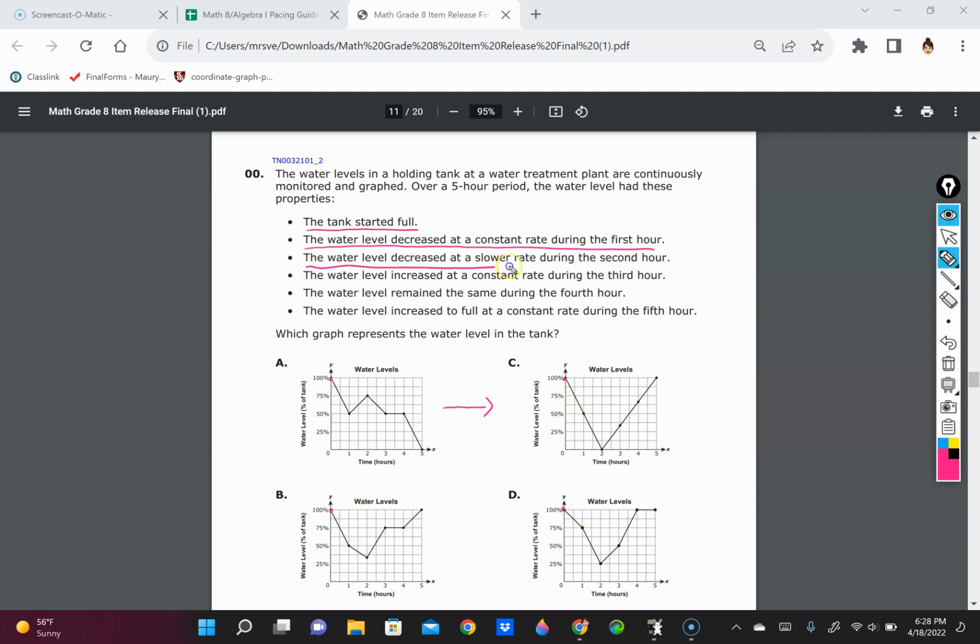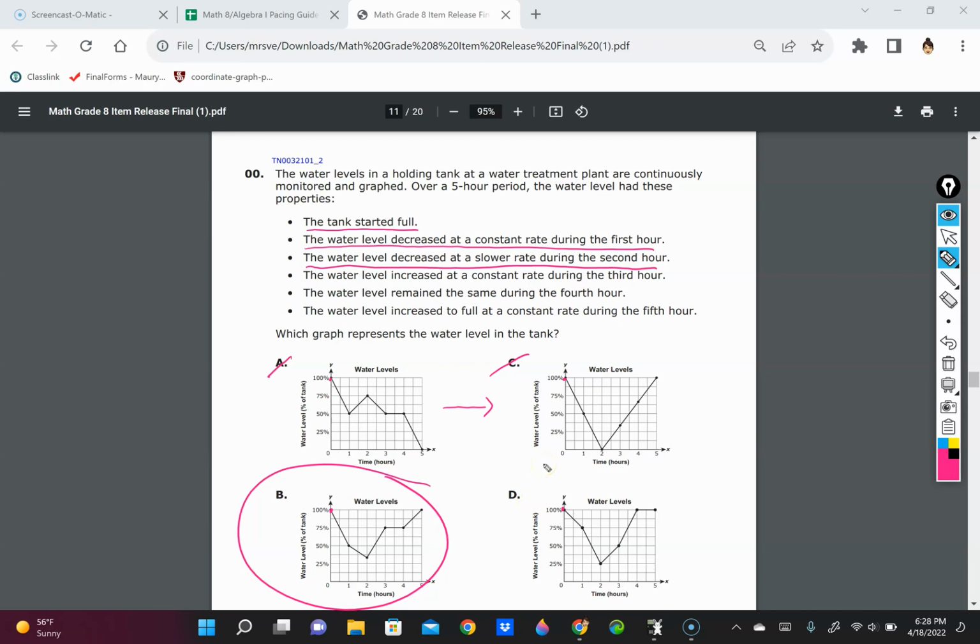The next one, it says the water level decreased at a slower rate. So that should be the second section. Here, we're showing that it's increasing, so it's not A. Here, this one's showing that it's decreasing at a slower rate. Here, it's decreasing at the same rate, so it's not C. And here, this looks like it's decreasing at a faster rate. So the answer choice is B.